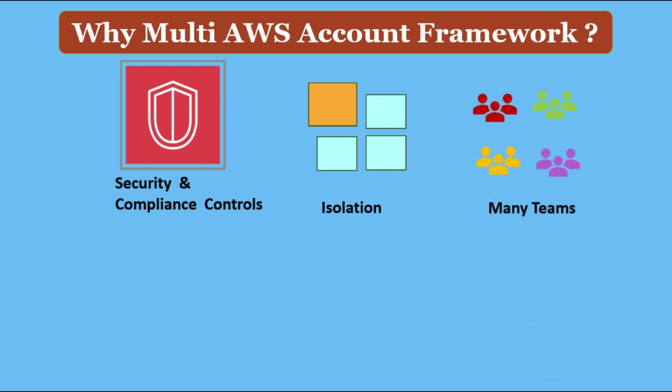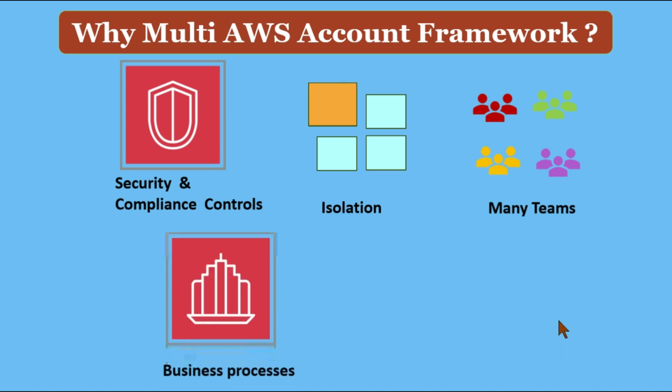Another reason is many teams. If you have many teams working on the same workload, each with a different responsibility and different roles, and they need to access different resources, it's very easy and important to keep these teams in separate AWS accounts so that they will not step over other people's resources. And also, if you have different business applications, it's a good practice to keep these business applications in their respective AWS accounts so that we can manage these applications independent of each other.